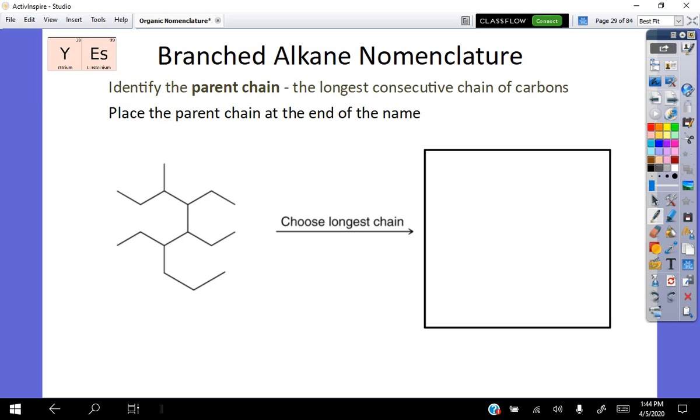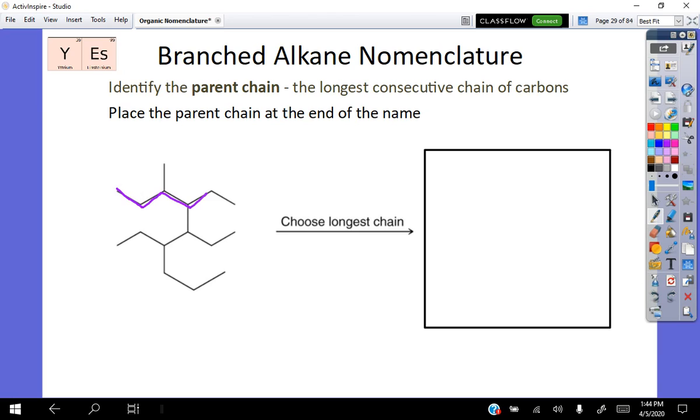When we're talking about branch nomenclature, our first step is to identify the parent chain. This is the longest consecutive chain of carbons in our molecule. This parent chain is going to be at the end of our name. So in this example here, it's a little challenging. You have to find the longest consecutive chain.